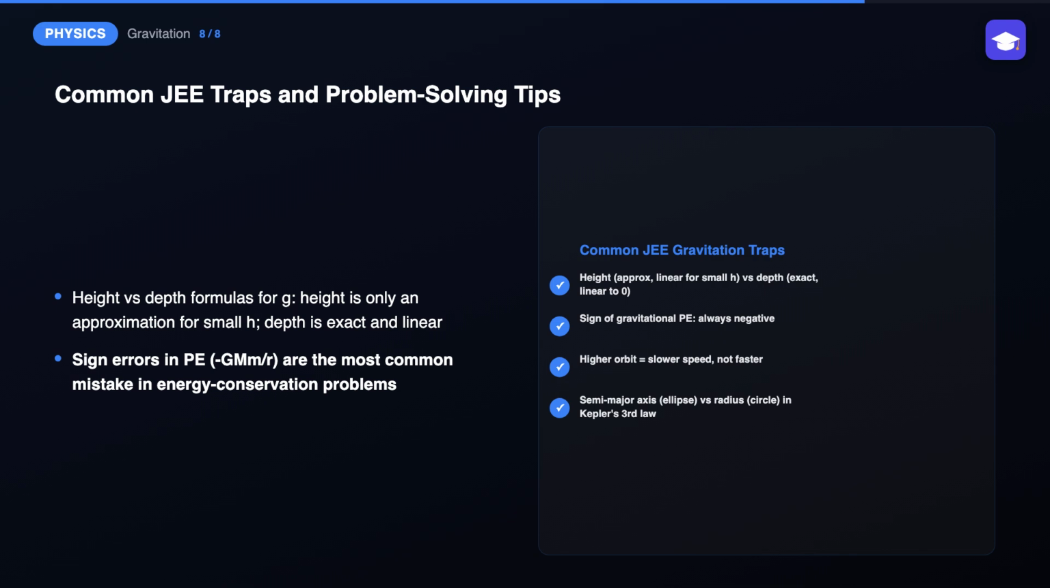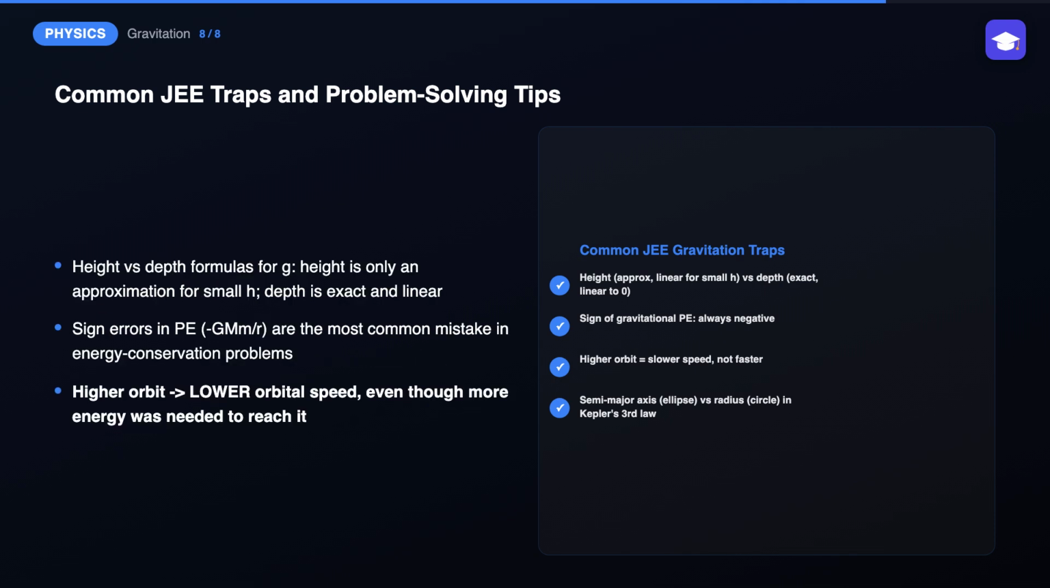The second trap involves energy conservation problems combining both gravitational potential energy and kinetic energy. Always be careful to correctly write potential energy as negative GMm over r. Sign error here is easily the single most common mistake in these problems, and it silently flips your final numerical answer's sign, completely changing whether an object escapes or remains bound.